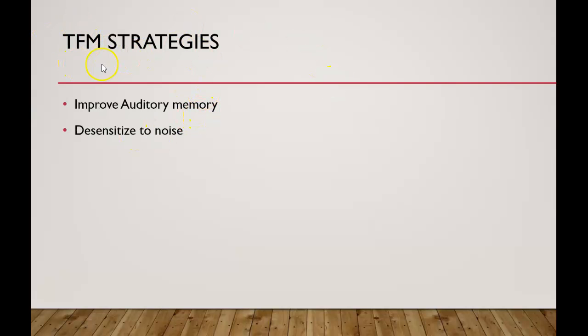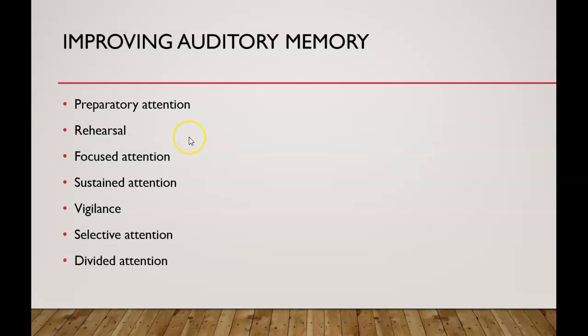Then tolerance fading memory strategies are to improve auditory memory and to desensitize to noise. And so these are some of the ways that we can work on improving auditory memory. And there's a hierarchy. So you may spend a week on preparatory attention and then rehearse, focused attention, sustained attention, vigilance, selective attention, and divided attention. So you're not going to go from preparatory attention to divided attention in a couple of weeks. This may take a year or even longer, depending on the age of the kid.